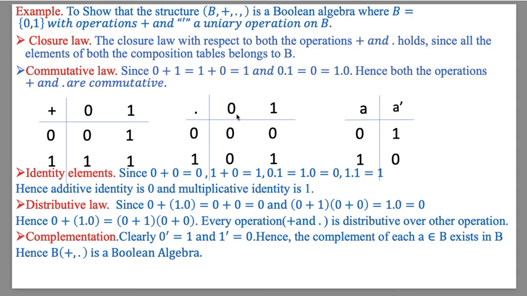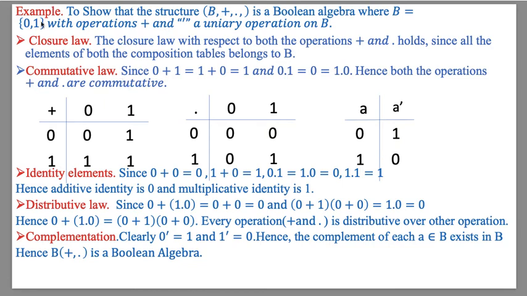Now we consider one more example. To show that the structure B, plus, dot, this is addition and multiplication, is a Boolean algebra for B equal to 0, 1 with operations addition and multiplication, and complement is a unary operation on B. Plus and dot are two binary operations on this set.